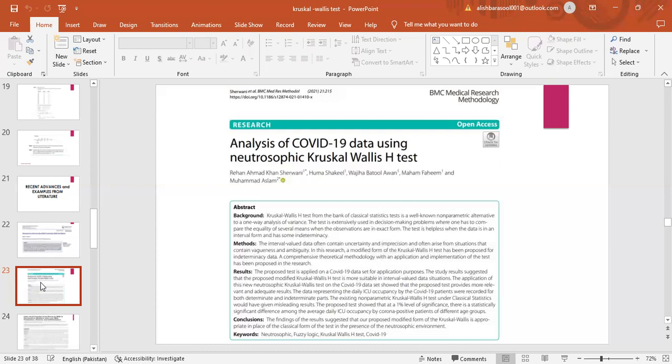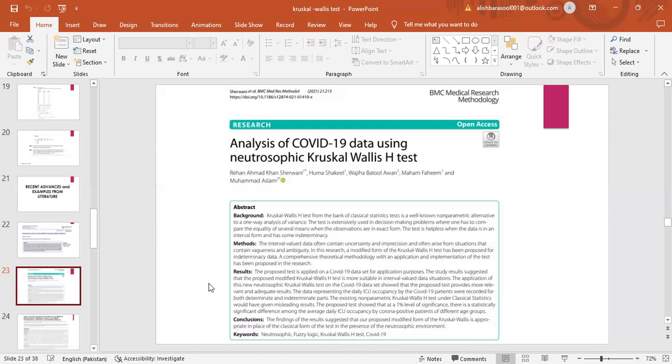In this research, a modified form of the Kruskal-Wallis H test has been proposed for indeterminacy data. A comprehensive theoretical methodology with an application and implementation of the test has been proposed in this research. The proposed test is applied on a COVID-19 dataset for application purposes. The study results suggested that the proposed modified Kruskal-Wallis H test is more suitable in interval value data situations. The application of this new neutrosophic Kruskal-Wallis test on the COVID-19 dataset showed that the proposed test provides more relevant and adequate results.